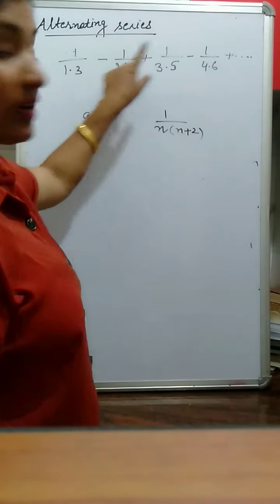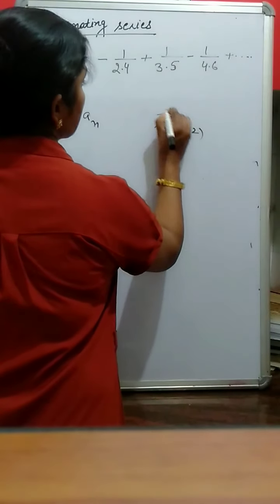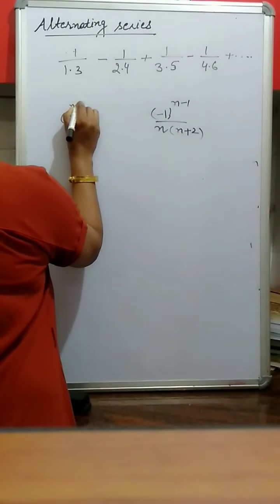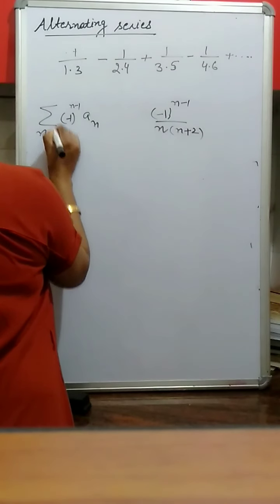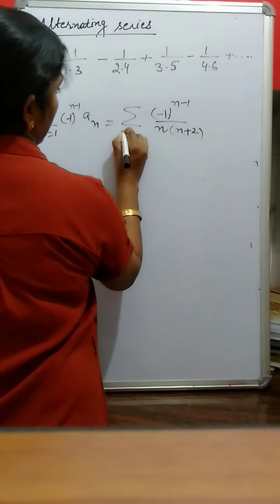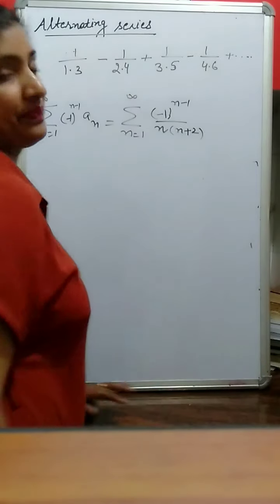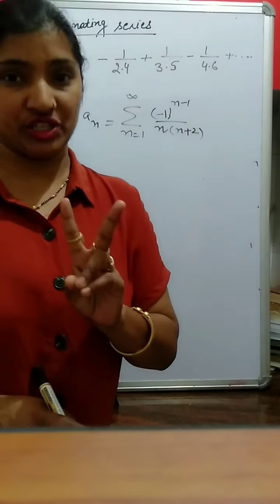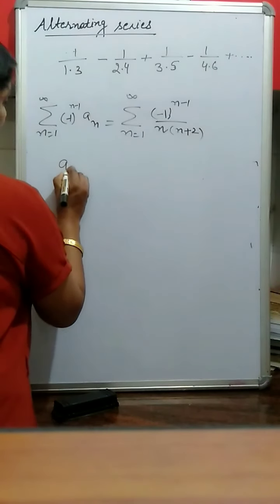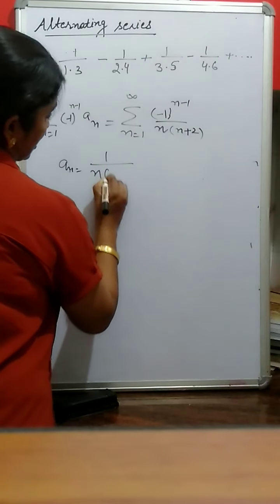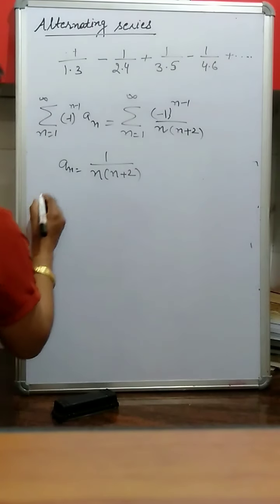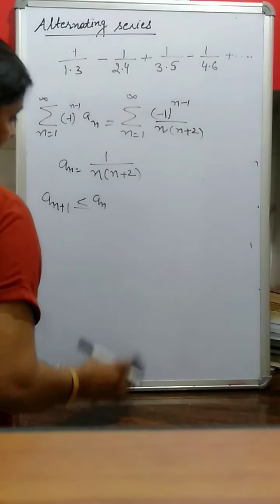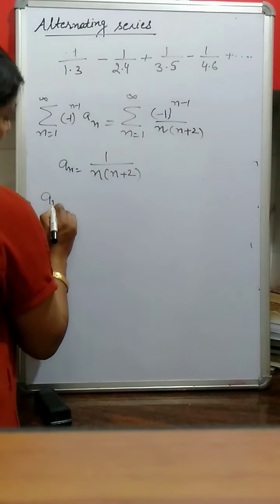Okay, and as it is an alternating series, the general expression is (-1)^(n-1). So this is the expression for the alternating series, the summation with n varying from 1 to infinity. Okay, once we have found a_n, the next step is to check two conditions. First condition: here a_n is what? 1/(n(n+2)). So the first condition is to check that a_{n+1} is less than or equal to a_n, or you can say a_n is greater than or equal to a_{n+1}.